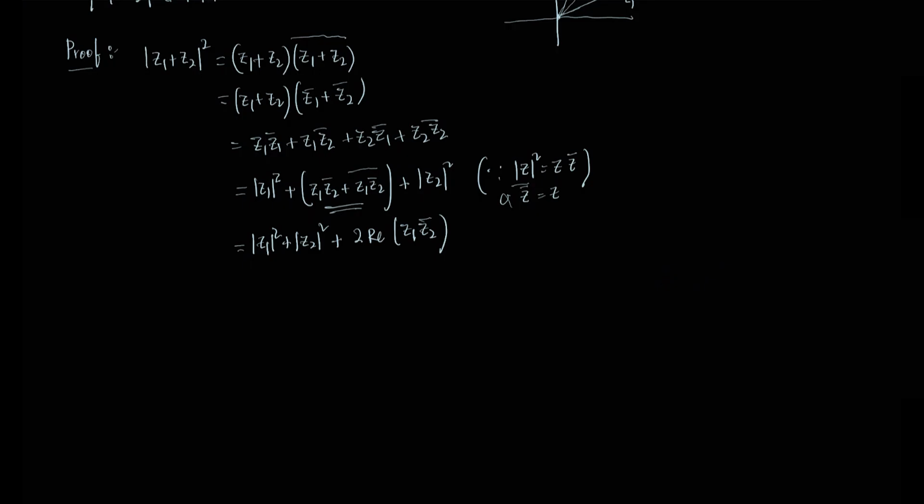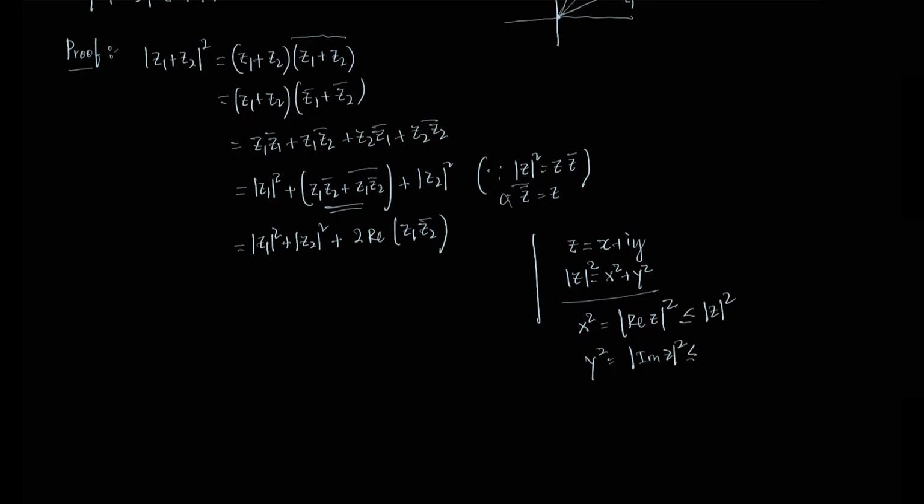Now there is this very simple inequality. Think of it like this. z is x plus iy, and mod z square is x square plus y square, right? x square is the square of the real part of z, and y square is the square of the imaginary part of z. So each of these is always dominated by mod z square. So the real part of z is always dominated by mod z square, and the imaginary part of z is always dominated by mod z square. That is always true, so I'm going to use this.